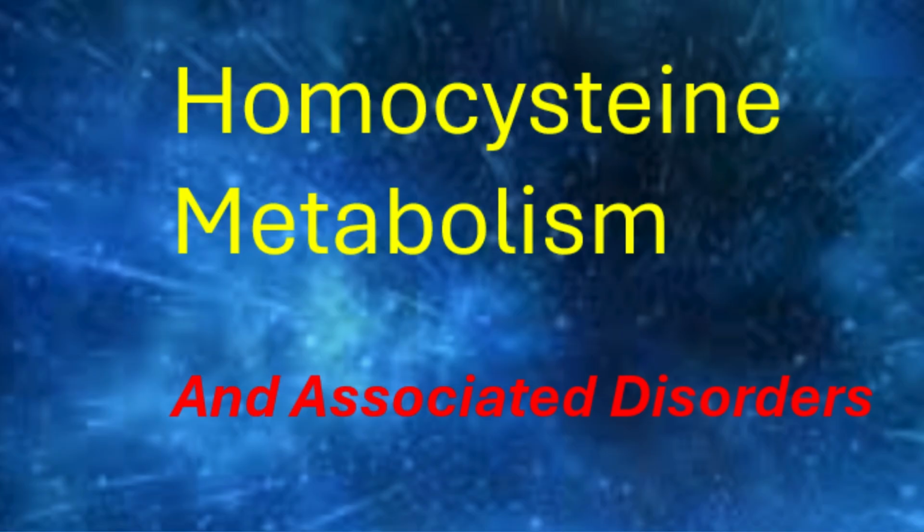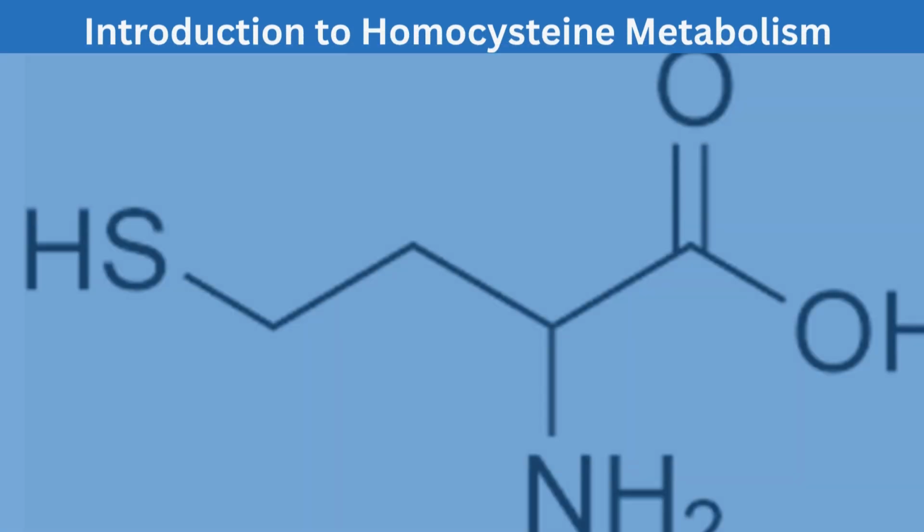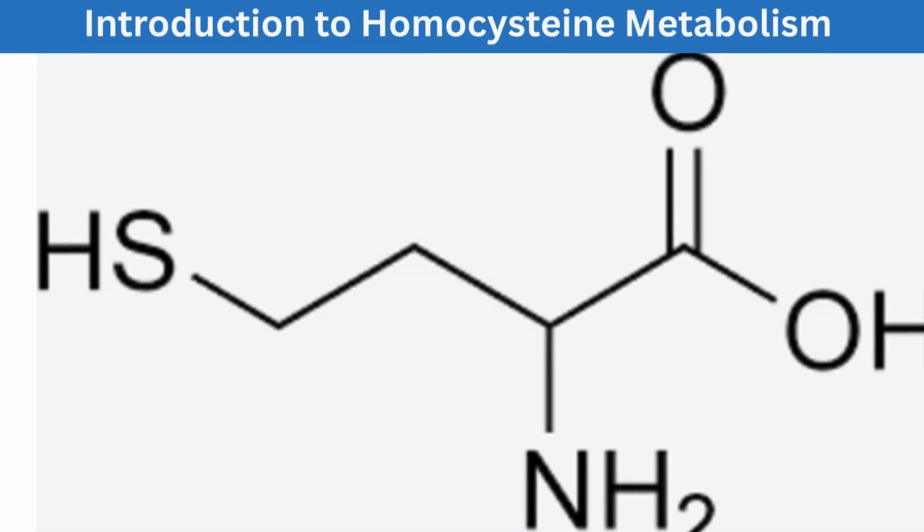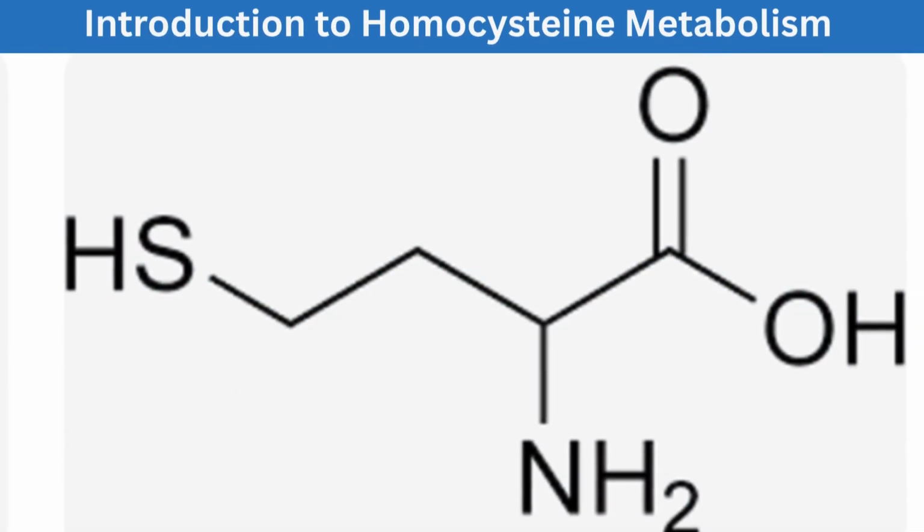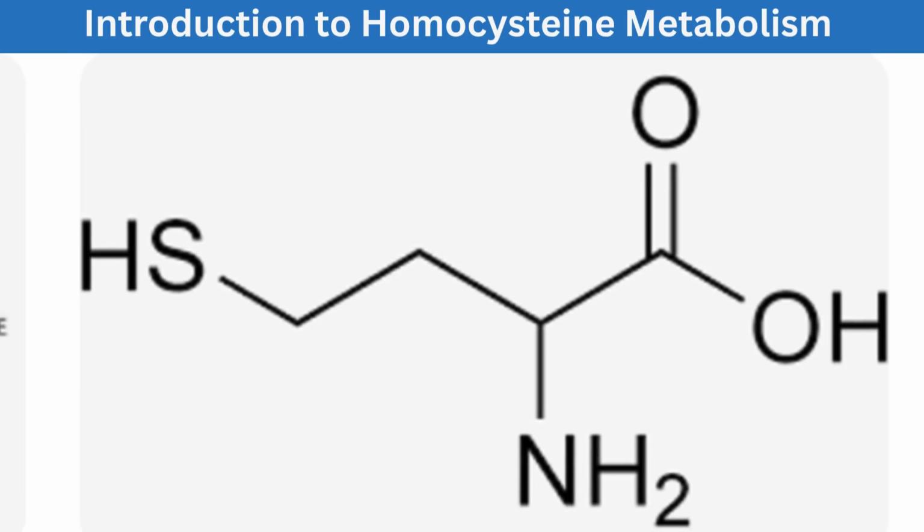Today, we're going to talk about homocysteine metabolism and its associated disorders. This is a crucial topic for medical students studying biochemistry, so let's dive right in. So, what is homocysteine? It's a non-essential amino acid that's produced as a byproduct of methionine metabolism. Homocysteine is then converted into cysteine or methionine through two main pathways: the transulfuration pathway and the remethylation pathway.